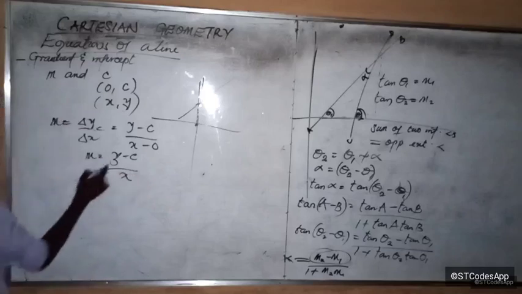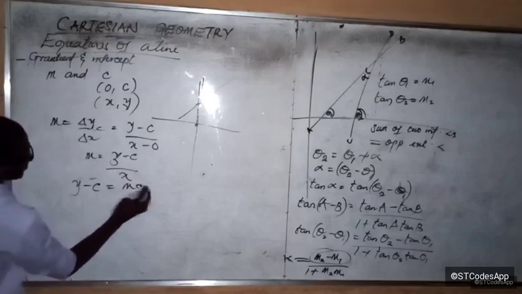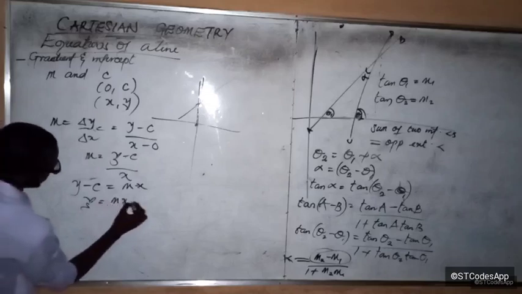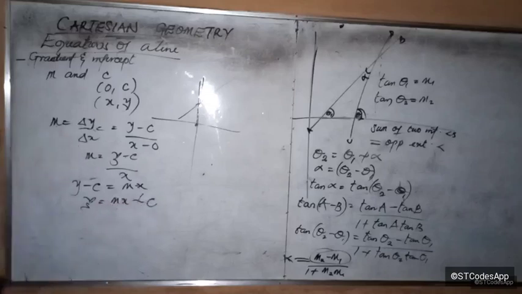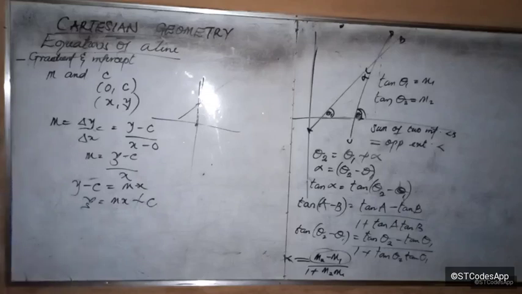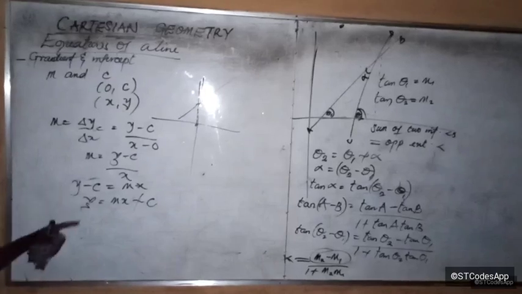So when we cross multiply, we make y the subject of the formula. We have y minus c equal to mx. So that y therefore becomes mx plus c. And this is the equation of a line. Remember, the equation of a line is usually written with y being the subject of the formula.